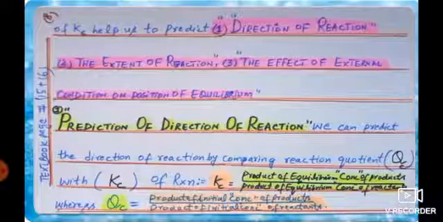It means that if we know the value of Kc, we can determine from it in which direction the reaction goes. For this purpose, we compare the value of Kc with the value of Qc. But now the question arises, what is Kc here and what is Qc here?